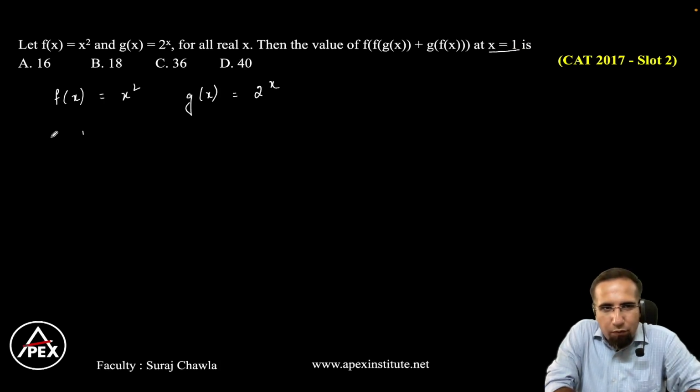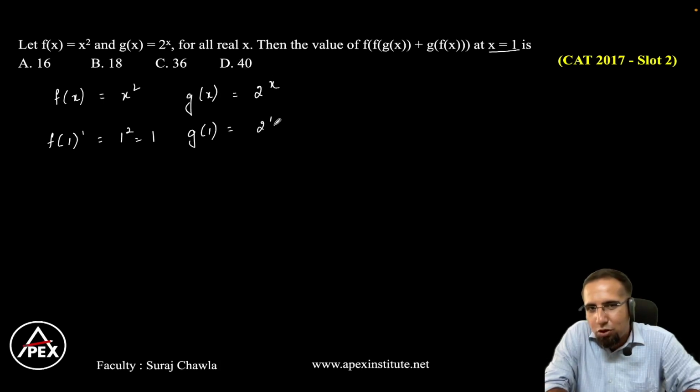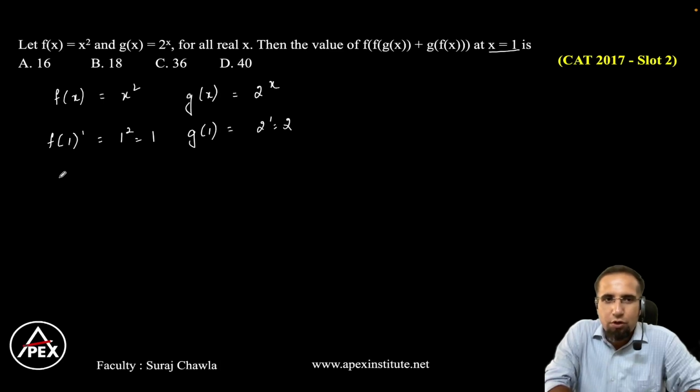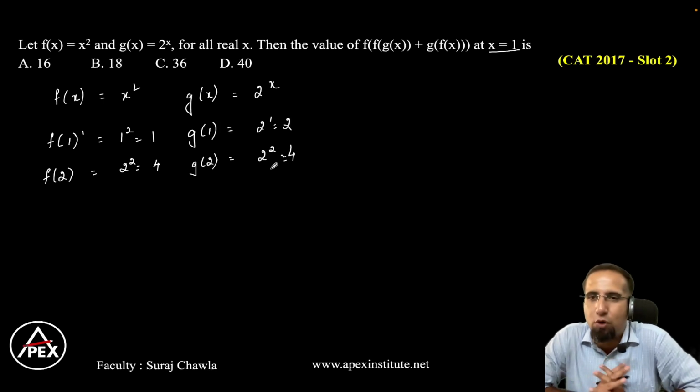If I want f of 1, the concept of function says in place of x replace 1, so that becomes 1 square, which will be 1. Similarly, if I want the value of g of 1, again in place of x I replace 1, so this becomes 2 to the power 1, that is 2. If I need f of 2, then in place of x I replace 2, this becomes 2 square, that is equal to 4. And if I want g of 2, it will be 2 to the power 2, which will also be equal to 4, and so on.